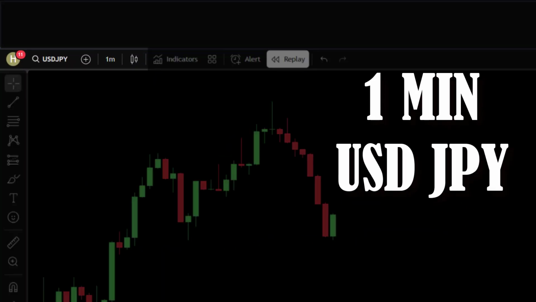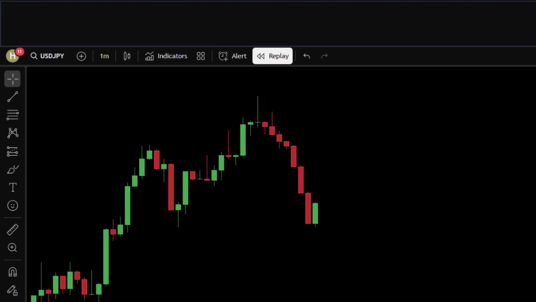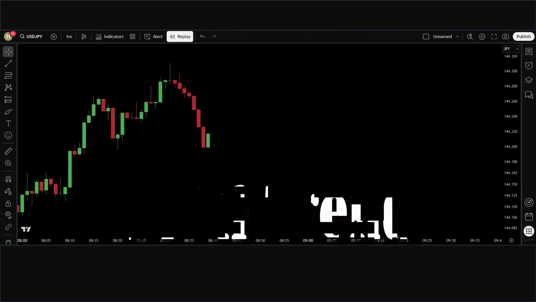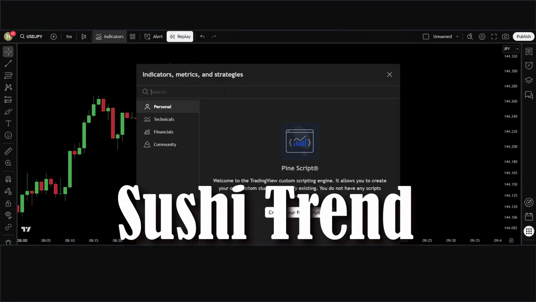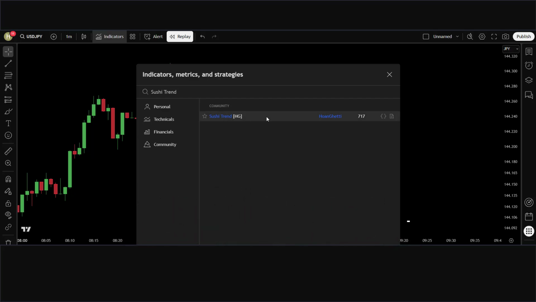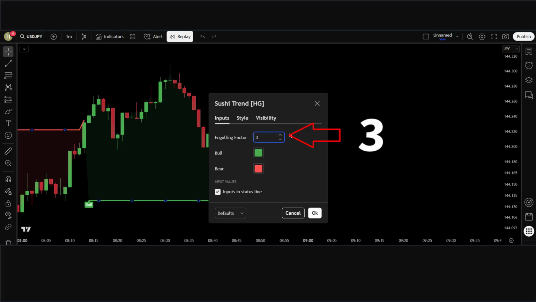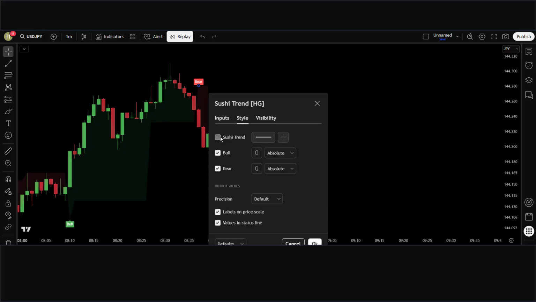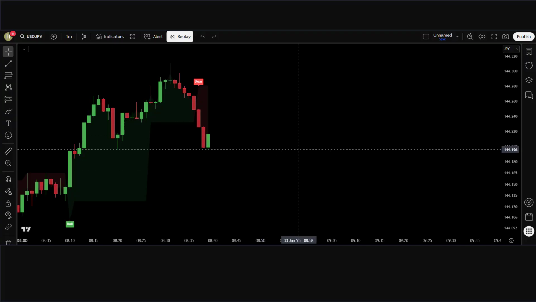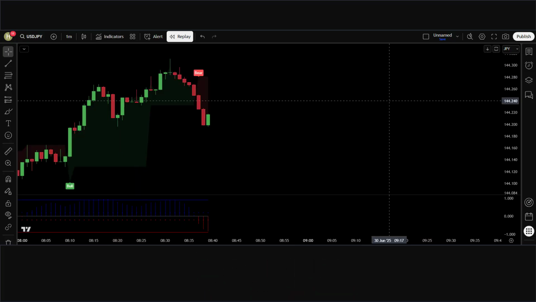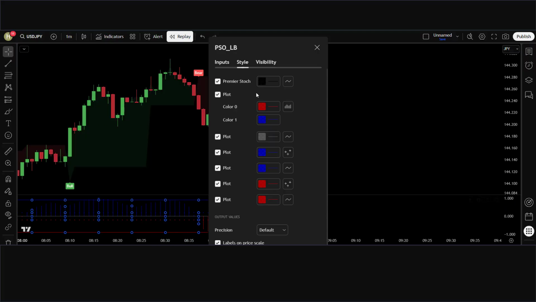We are going to test this strategy on the 1-minute time frame in the USD JPY chart. In this setup we would require two indicators. First indicator name is Sushi Trend. Keep the indicator setting as I have shown here. We have to apply another indicator on the chart. Second indicator name is Premier Stochastic Oscillator. Keep the indicator setting as I have shown here.